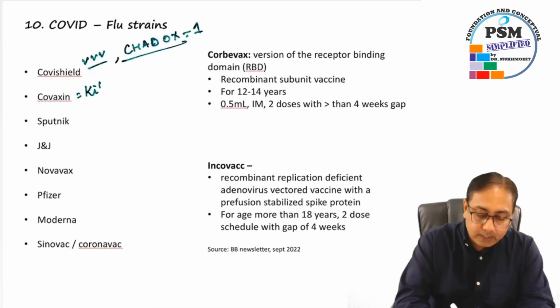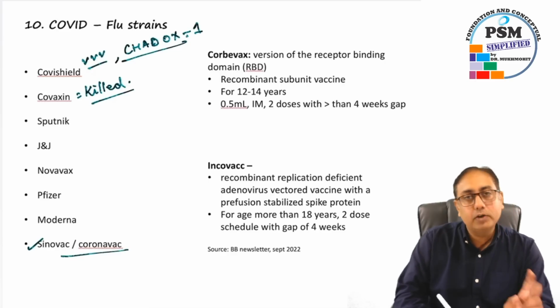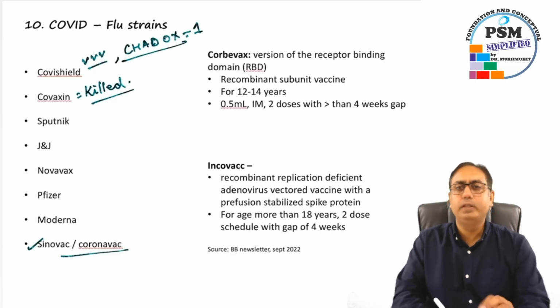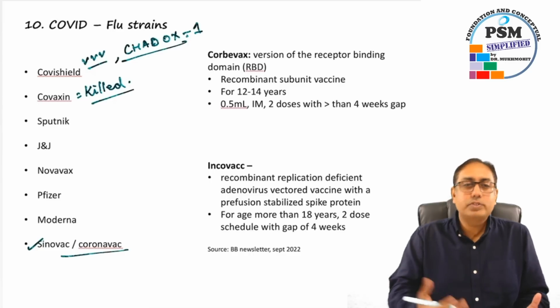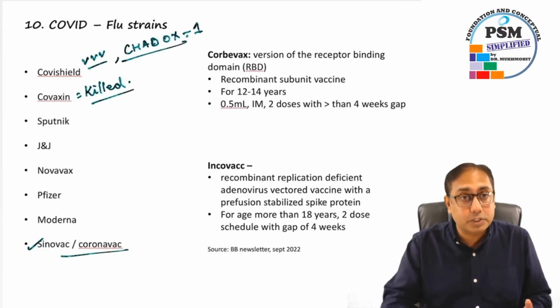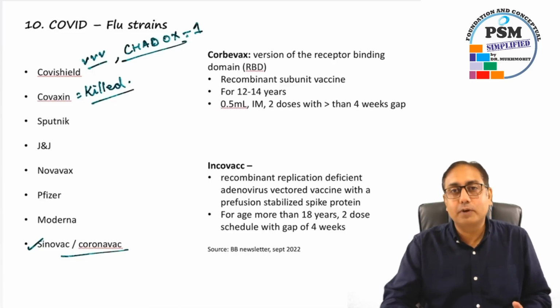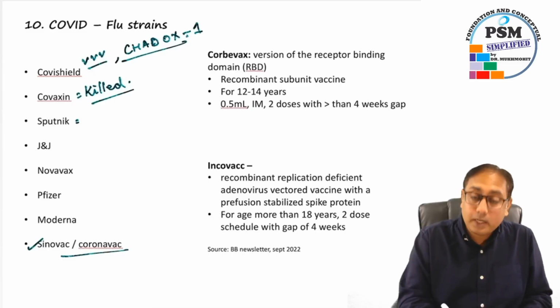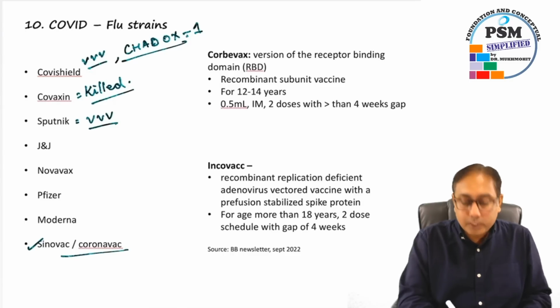Covaxin is a killed vaccine, an inactivated vaccine. Covaxin and Sinovac are the only two killed vaccines which have been used in many parts of the world. Covaxin has been more commonly used. Sinovac or the Coronavac has also been used, but of course it was manufactured in China. Sputnik is from Russia, Gamaleya Institute, and Sputnik is also a viral vector vaccine. Similarly, Johnson & Johnson is also a viral vector vaccine.